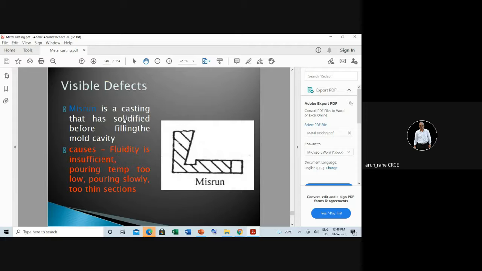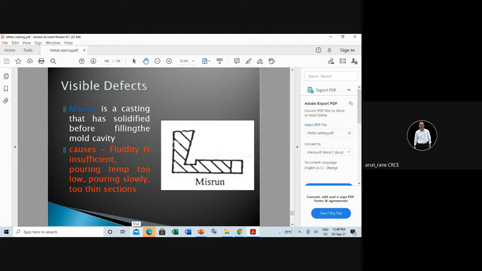Misrun means it is a casting that has solidified before filling the mold cavity. The mold cavity is not completely full and the metal has solidified. So this much metal is filled, whereas here there is no metal. That is what is called the misrun.